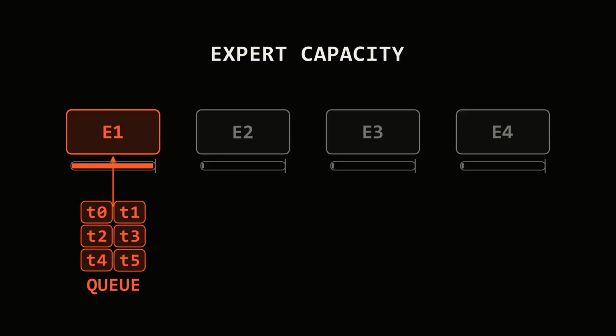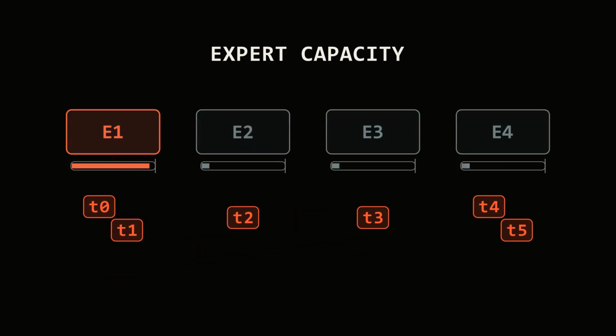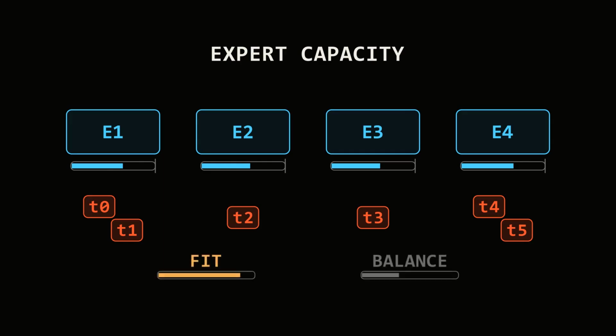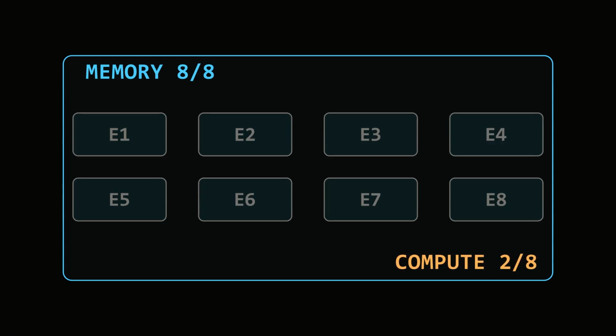If too many tokens choose the same expert, that chamber becomes congested while other capacity sits unused. Training systems therefore encourage better load balance. The exact method varies, and balancing efficiency can compete with the router's preferred choices. Sparse activation also does not make the unused weights vanish. All expert parameters still require memory, even when only a subset performs arithmetic.